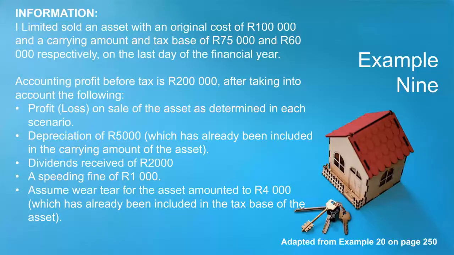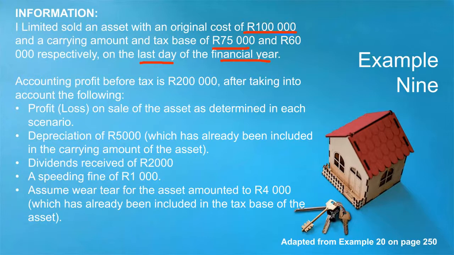Okay, so let's have a look at the information. I Limited sold an asset with an original cost of 100,000. And that's our selling price. So we bought it for 100,000, and now we've sold it for 100,000. So technically, it hasn't lost value anyway. The carrying amount and the tax base are 75,000 and 60,000 respectively. So the carrying amount is 75,000, the tax base is 60,000. We can see that the tax man was depreciating faster than the accountant. And it was sold on the last day of the financial year. Why is that important? Because we don't need to apportion anything.